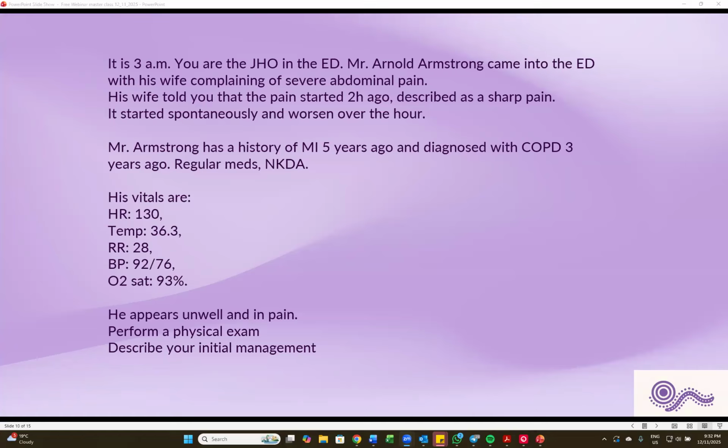Please, Arnold, can you breathe in and breathe out? Breathe in and breathe out. Now I'm checking the axilla. Then I'll go to the posterior side.